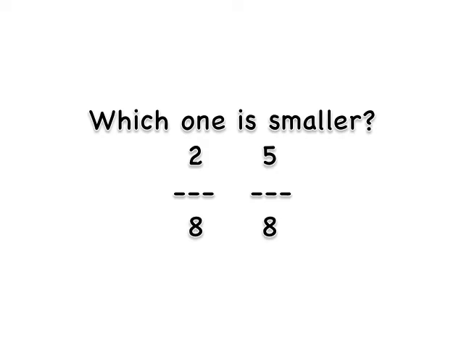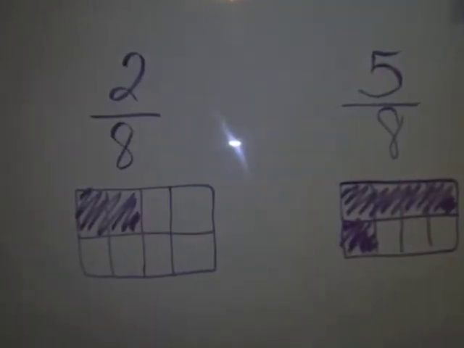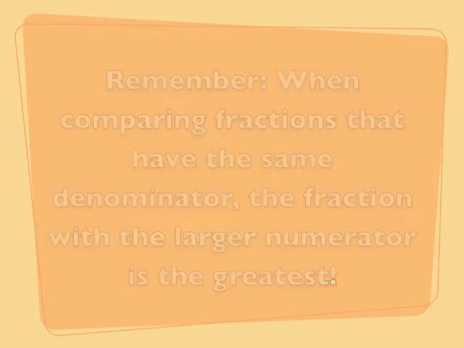Here we have 2/8 and 5/8. For this one, let's try drawing a picture. Our picture shows us that 2/8 is smaller than 5/8. You did a great job on that. Always remember, when comparing fractions that have the same denominator, the fraction with the largest numerator is always the greatest.